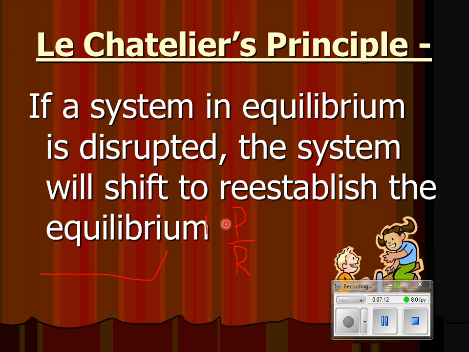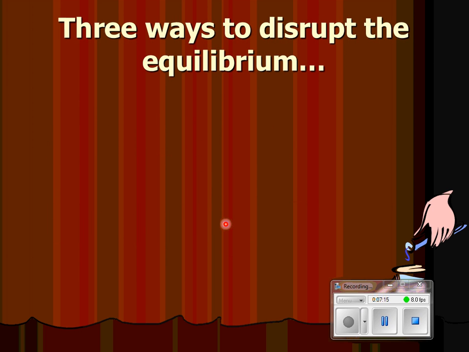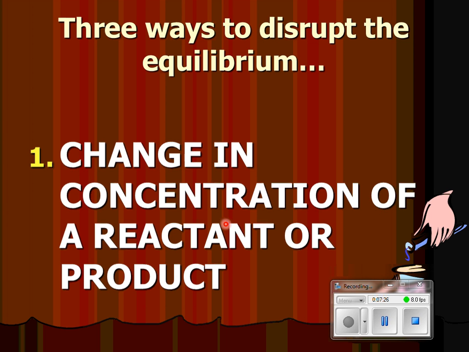Okay, so here are the changes we're going to do. This is the ways we're going to screw up this equilibrium. Sometimes we call them stresses. This is how we're going to stress our system out. We're going to cover two of them in this video, and then we'll cover the other one, the temperature one, later. So the first one is changing the concentration of a reactant or product is going to screw up equilibrium.